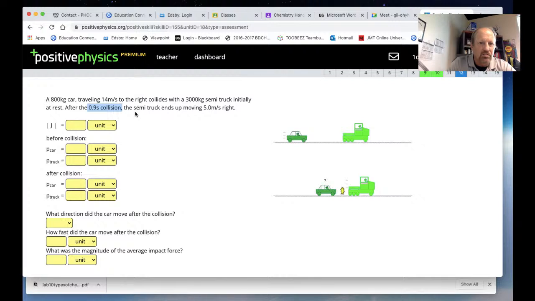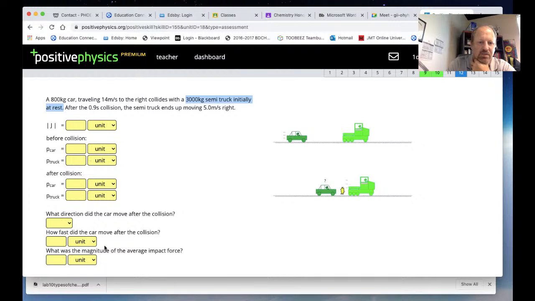The semi-truck ends up moving 5 meters per second to the right. So the semi-truck didn't change mass, initially at rest, so that means it had 0 momentum to begin with, but it had a mass of 3,000 kilograms, so it ends up moving 5 meters per second to the right. So 3,000 times 5 is 15,000 units to the right. So after the collision it was 15,000. Before the collision it was 0, so the change is 15,000 kilogram meters per second.